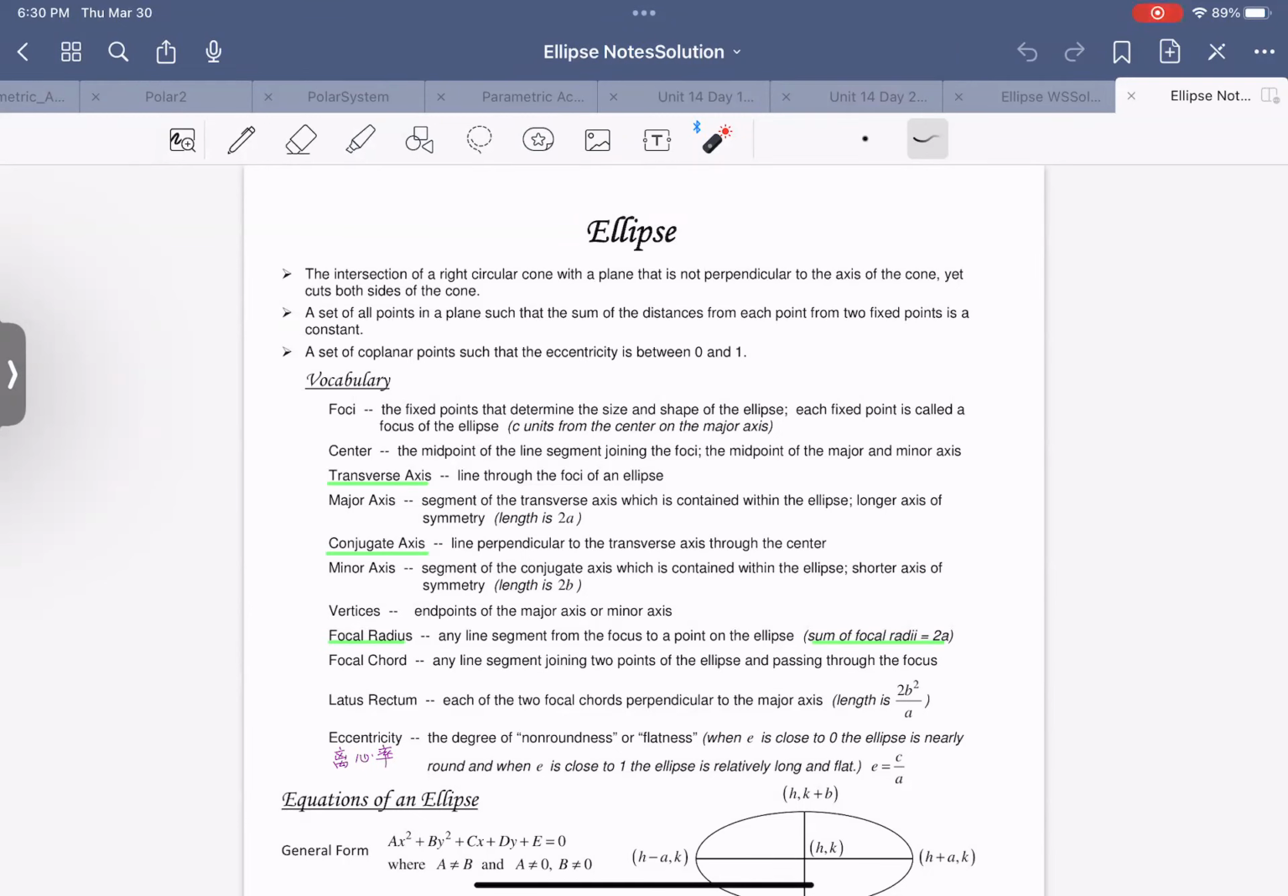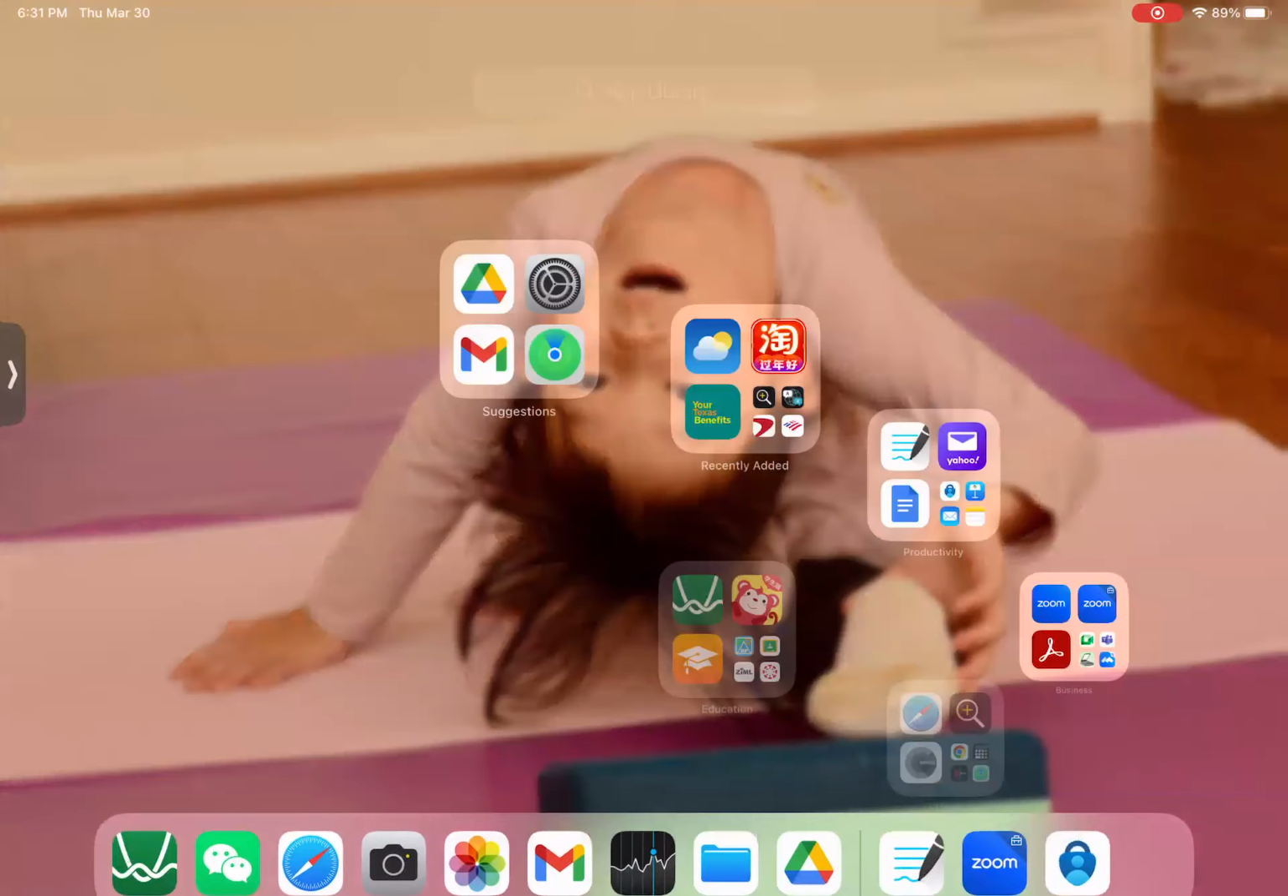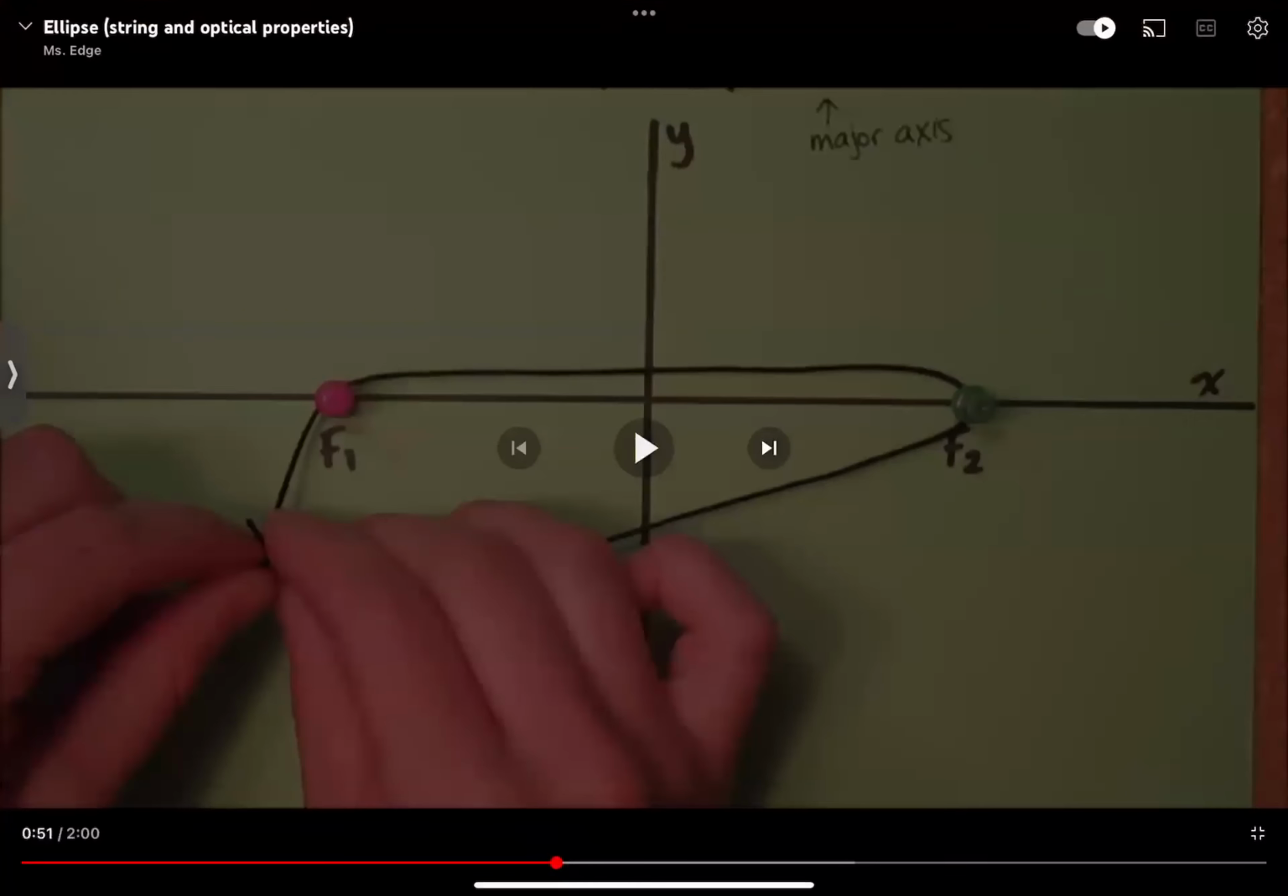Okay, let's start. Today we learn the ellipse. Ellipse belongs to the conic sections. So before we show you the ellipse, I would like you guys to see how the ellipse is formed.